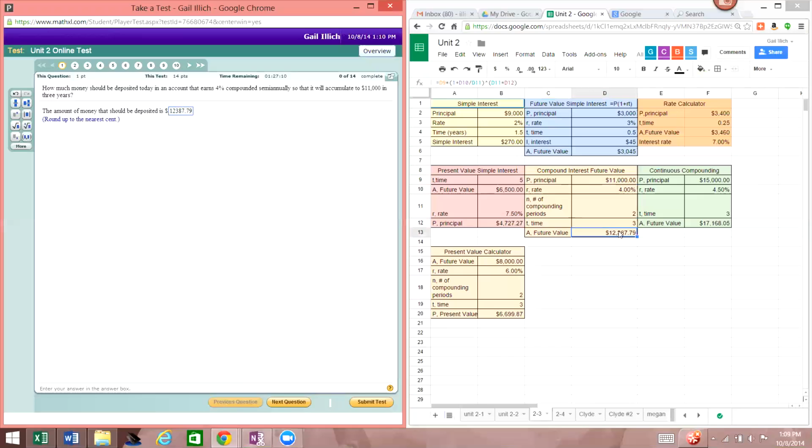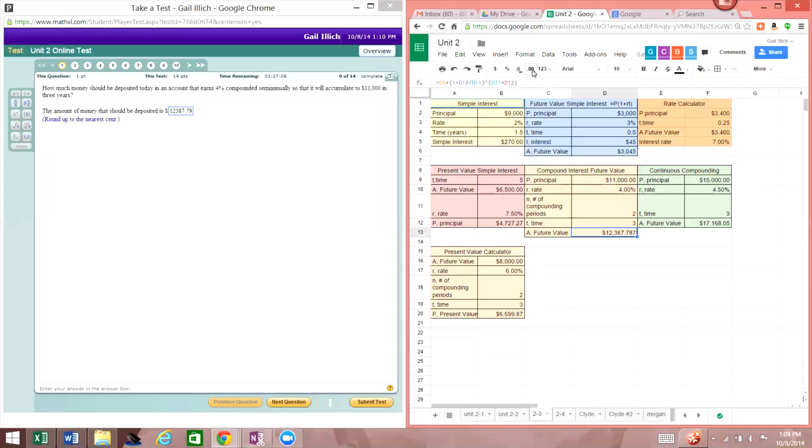Now wait, I'm feeling a little nervous about this because it says round up, and I remember y'all talking about this. So I'm going to increase that to 3 decimal places. I'm going to round it to 80. No, 79 should be fine. Rounded to the nearest cent. Yeah, it should be good. Okay. Well, I guess we'll find out. I don't need this grade anyway.